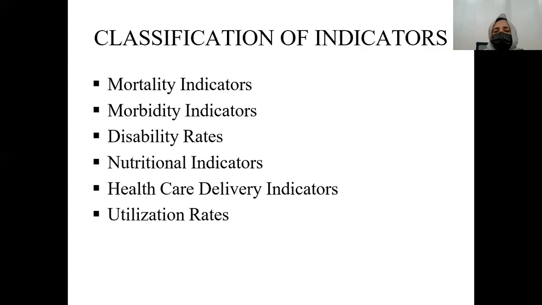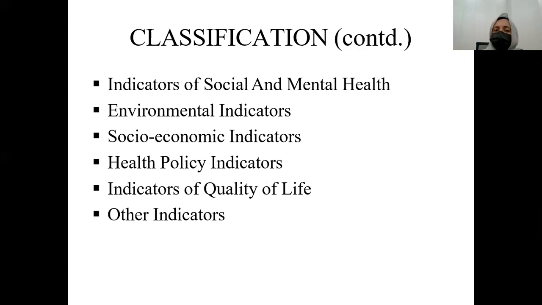So how have we classified the indicators? Mortality indicators, morbidity indicators. I hope that you know the difference between these two quite well. Mortality relates to death, morbidity relates to disease. Then disability rates, nutritional indicators, healthcare delivery indicators, and utilization rates. I'm going to explain all of these.